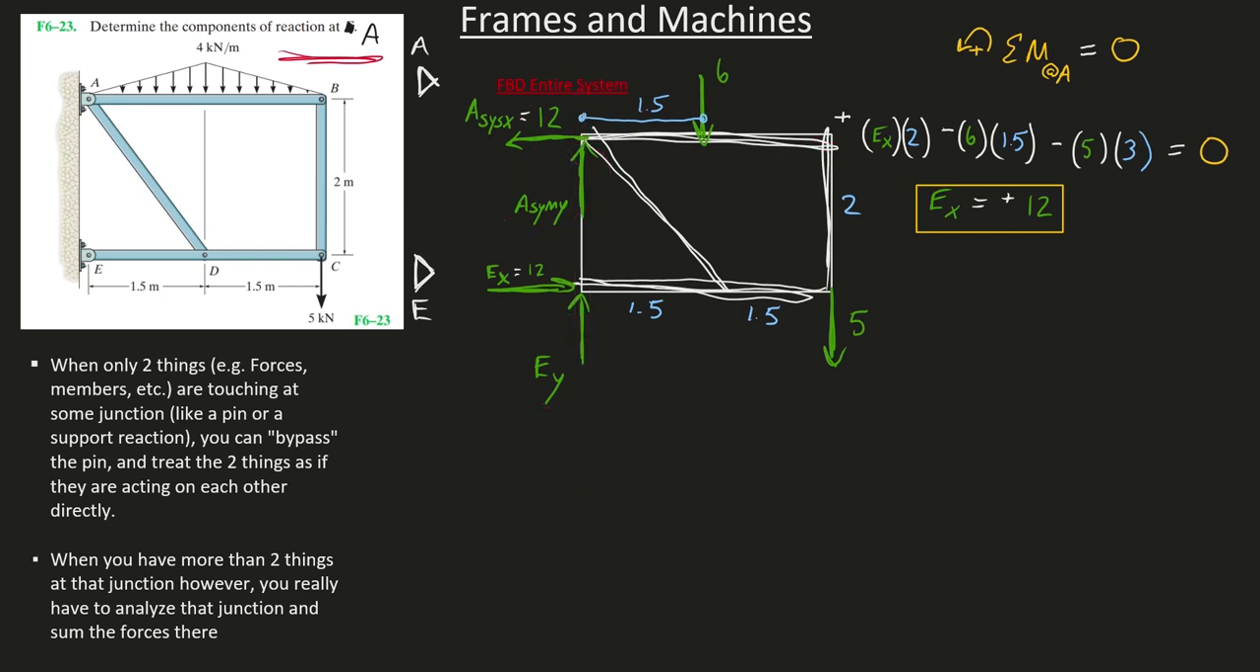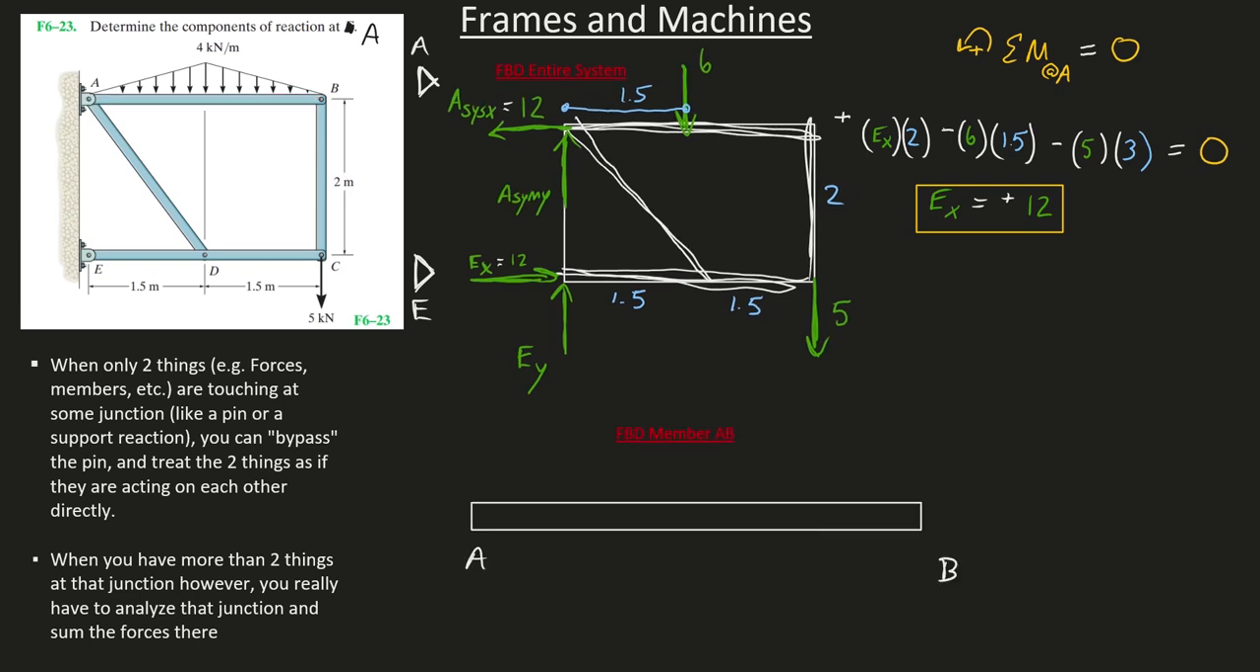Alright, so let's move on to analyzing member AB, and pay attention here because we're building up to the tricky part, the part that's going to trick many students when doing frames and machines problems. Alright, so what is touching AB? What forces are acting on it? Well, of course, we've got that same distributed triangular force that equates to 6 kilonewtons acting at the midpoint. We also have this thing going on over here.